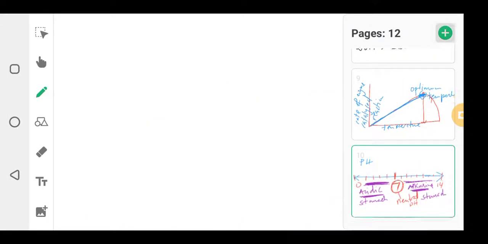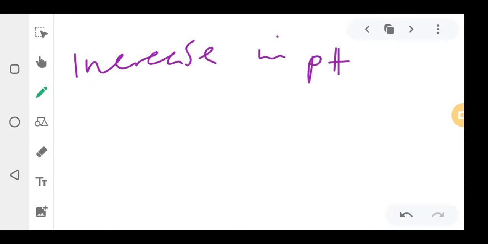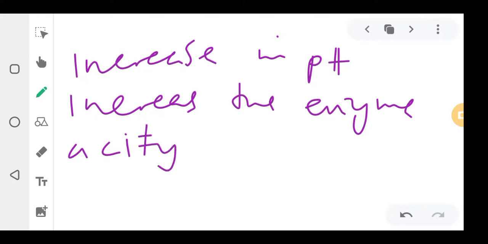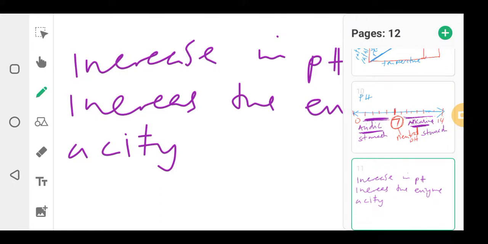Okay? So an increase in pH also increases enzyme activity. When you increase the pH, the enzyme activity increases. And also the enzyme activity will work well at optimum pH.